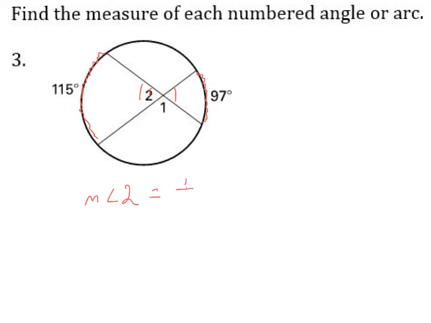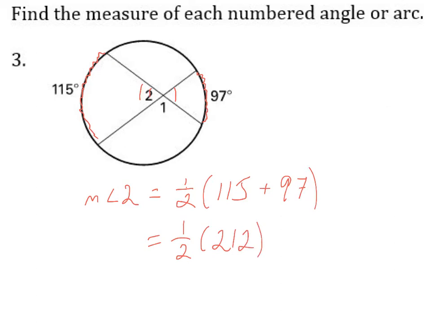So it's going to be equal to half the sum of the two arcs that it opens up to, which would be 115 and 97. So this is going to give me half the measure of 212, which is going to equal 106.